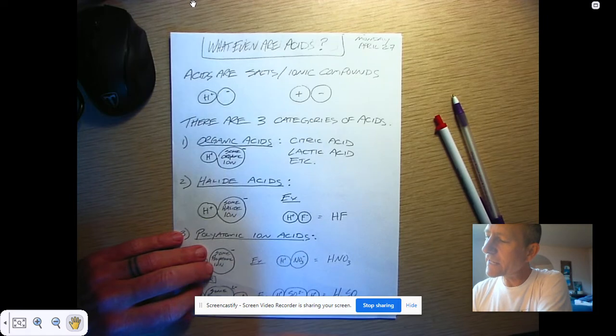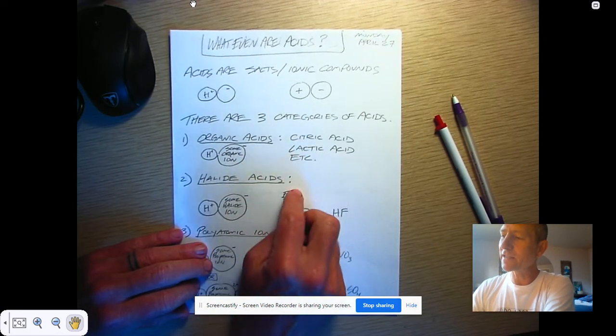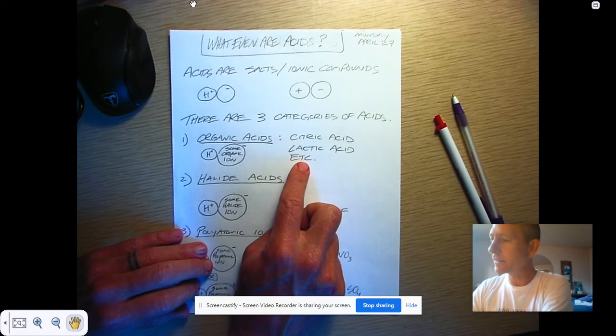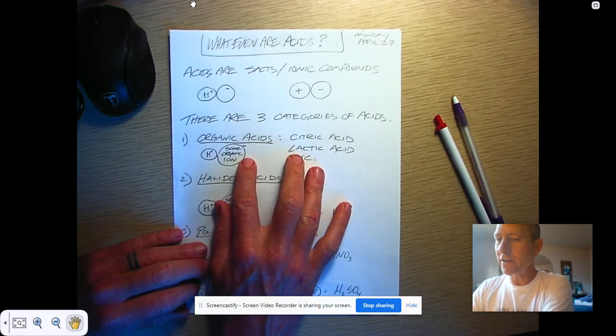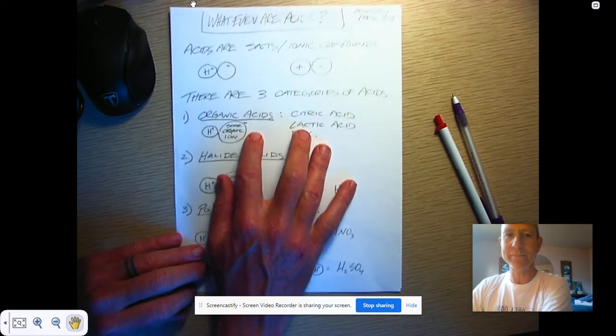And we said there's three categories of acids: organic acids, like citric acid and lactic acid and lauric acid. And we're not going to talk about how to name those because the name just is what it is. Lactic acid is lactic acid. So we're not even going to worry about it.